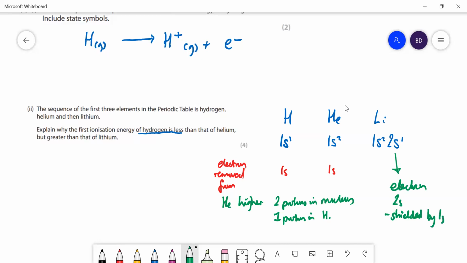That's not happening in hydrogen because it's coming from 1s in hydrogen, and also 1s is closer to the nucleus than 2s. 2s is considerably further away from the nucleus, so 2 factors going on there. And that accounts easily for all those 4 marks there.